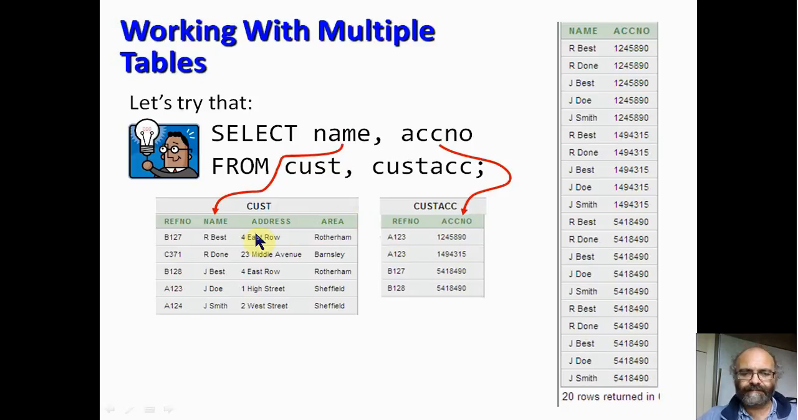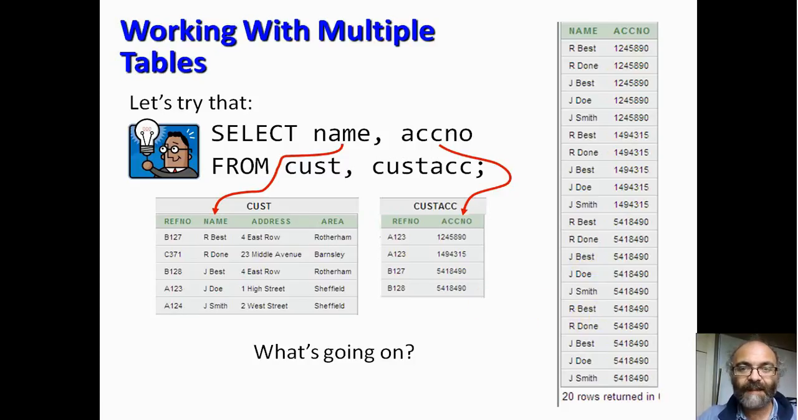You see, it would be good to see our best together with, now which one is our best? Reference number B127, B127 is here together with 5418. But look at the results. Our best is over here with 1, 2, and then they are again with another account, and again, and again.